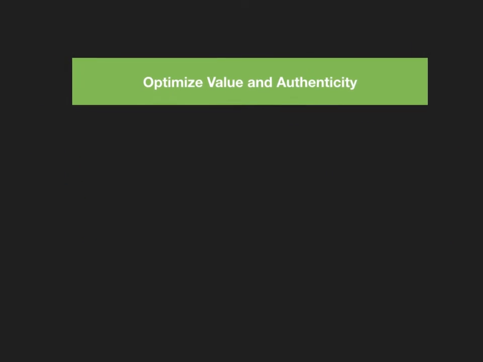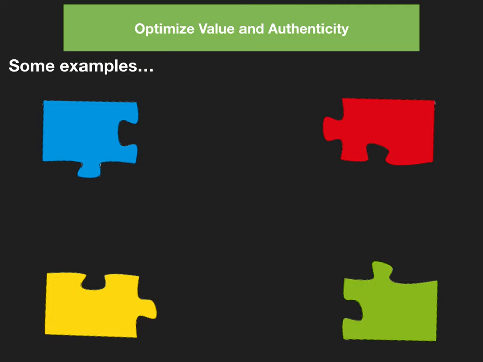Finally, I want to look at optimizing value and authenticity. This is perhaps the most difficult for me to give you specific ideas for, because value and authenticity are so contingent on what it is that you're teaching and the type of course that you're delivering. But let me show you some examples, broadly, of how value and authenticity can be enhanced in the classroom.